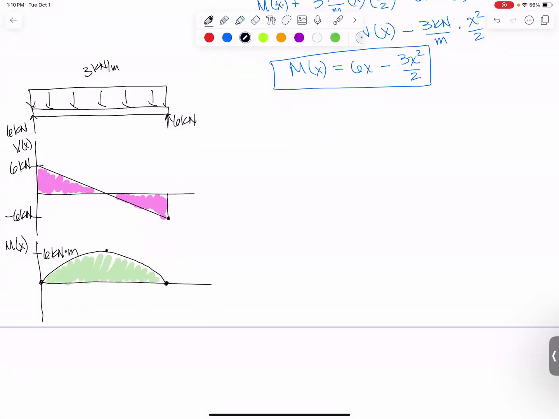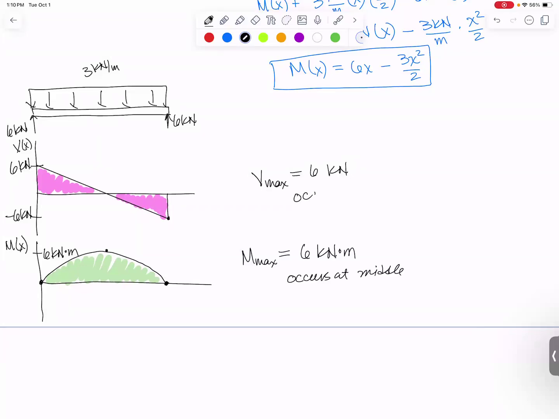And the important thing is that the maximum moment, M max, has a magnitude of 6 kilonewton meters. So V max, that's going to be 6 kilonewtons. And this one occurs at the middle, and this one occurs at the ends.